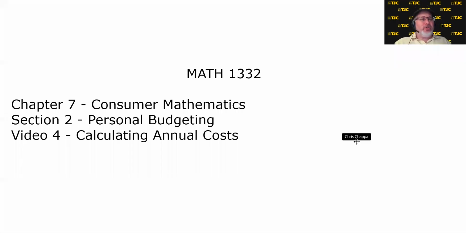Math 1332, Chapter 7, Consumer Mathematics, Personal Budgeting, Calculating Annual Costs. A lot of people don't do this, but they probably should, because a lot of people have what are called leaks in their budget, where a little bit of money leaks out here and there, but in the long term, it adds up to a lot. It's kind of like a leaky faucet. You don't think much of it in the short term, but in the long term, you'd be surprised.